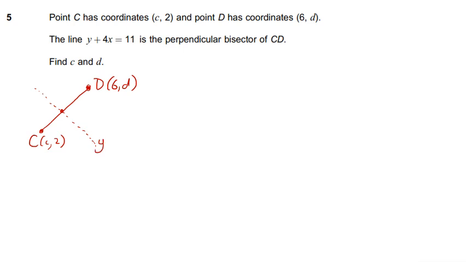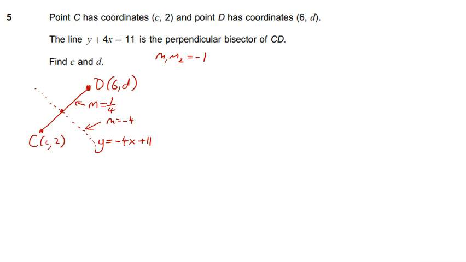Okay, so this line is y plus 4x equals 11. Let's just write that in the form y equals mx plus c by moving the 4x to the other side. It's usually a useful thing to do. So what this means is that the gradient of this line is minus 4. So using the idea of the lines being perpendicular, we know that m1 m2 equals minus 1. So that tells us that the gradient of CD must be minus 1 over minus 4, which is a quarter.